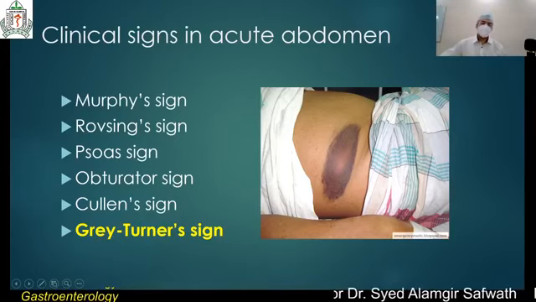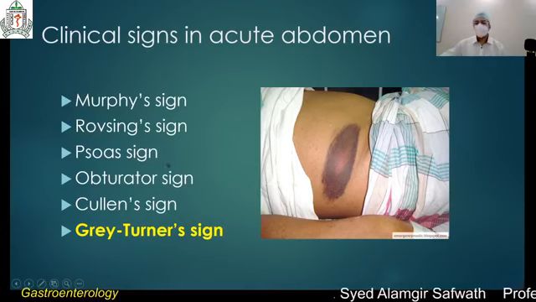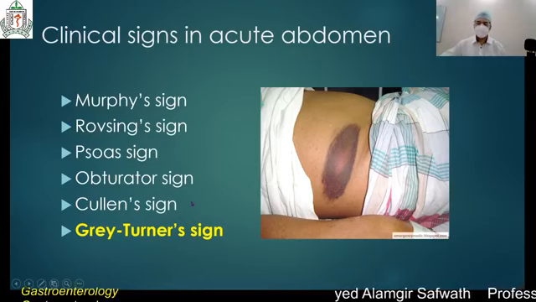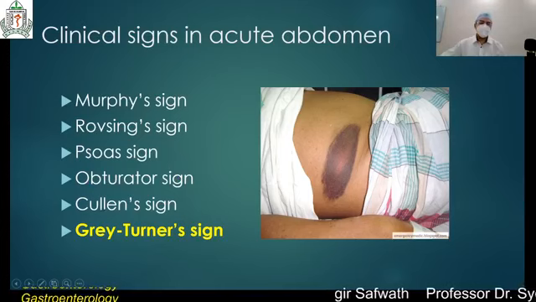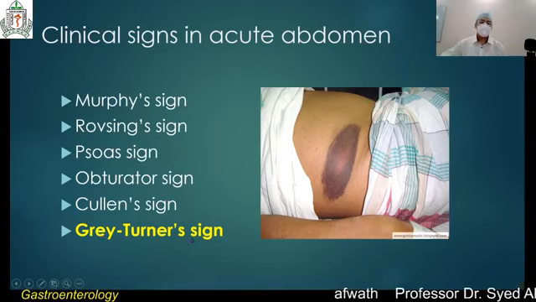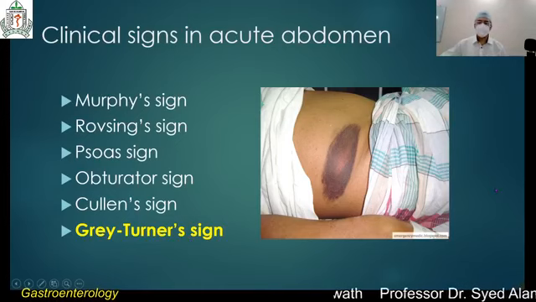acute pancreatitis. So these are the signs, very important, because they help us a lot to reach the diagnosis. Like Murphy's sign for cholecystitis, Rovsing's sign for appendicitis, Psoas sign for appendicitis, obturator sign for appendicitis, Cullen's sign for acute pancreatitis, and Grey Turner's sign for acute pancreatitis. These are very helpful signs to reach the diagnosis.